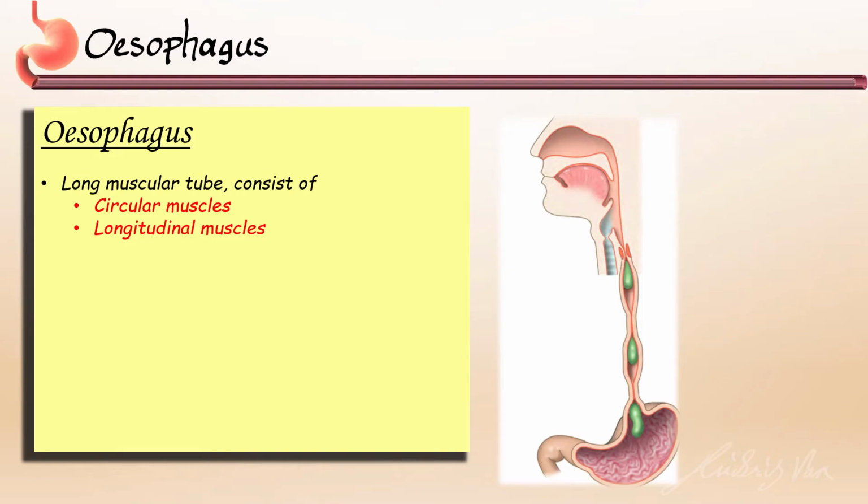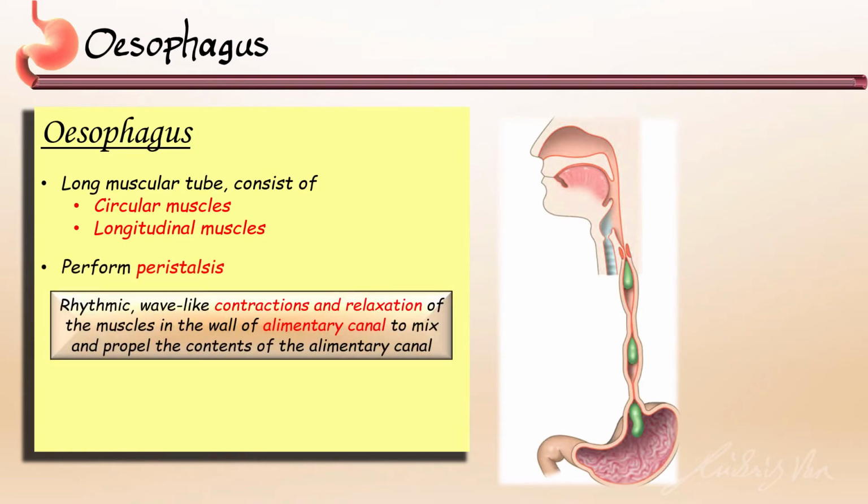So how do they go about doing their job is a process known as peristalsis. So peristalsis is the rhythmic wave-like contraction as well as relaxation of muscle in the wall of the alimentary canal. That means it is not just in the esophagus, it is happening throughout, in our stomach, in our small intestine, large intestine, to mix and propel the content of the alimentary canal. That means the half-eaten food or the partially digested food.